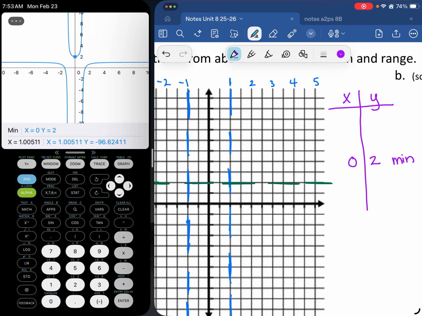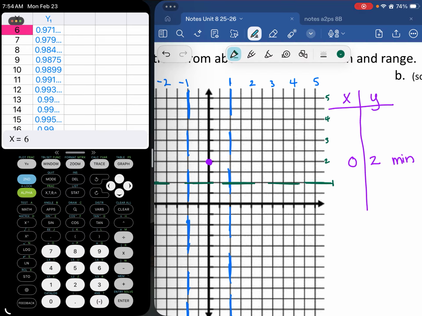Now the cool thing about that 0, 2 is that it is also your y-intercept that you are supposed to have. So at 0, 2, remember we're going by scales of 2 boxes equal 1, because this is 1, 2, 3, 4, 5. All right. And I'm going to have to then find points on each side of that. So I'm going to go second, table, and I'm going to arrow up until I get to 0, 2, and it's not showing me anything. That's a little bit of a problem.